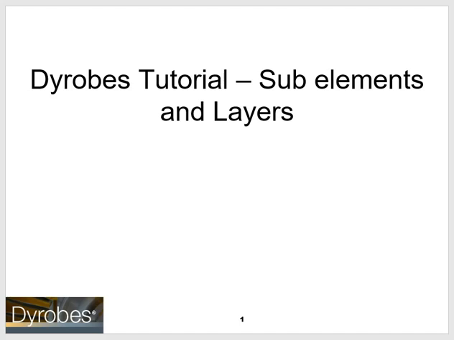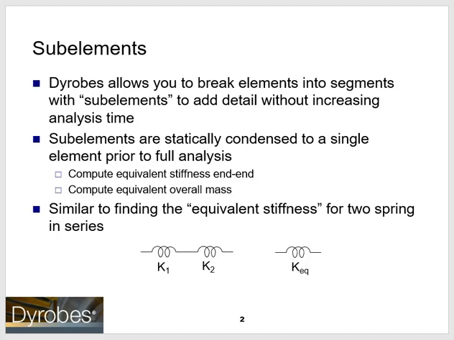For this video, we will be discussing the use of subelements and layers. These features are useful for constructing a model that is simple and organized. A model is always composed of one or more elements. These are the basic building blocks that we use to create shafts, casings, and other structures.